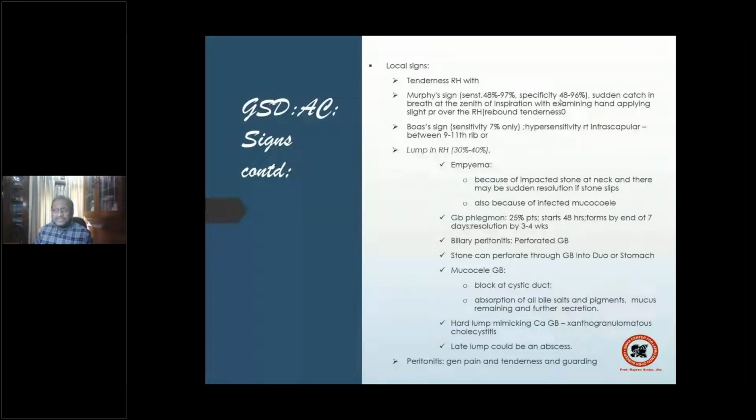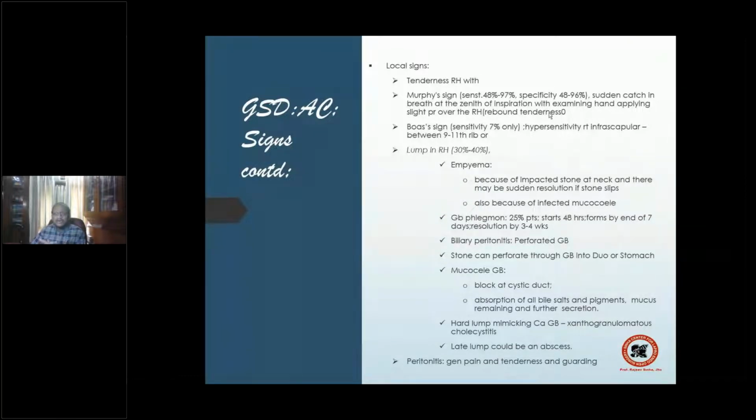But what is the Murphy sign? A sudden catch in the breath at the zenith of inspiration, with the examining hand applying slight pressure over the right hypochondrium, which is also used for eliciting rebound tenderness. Now, the Murphy sign can also be elicited with an ultrasound, and that's known as the ultrasonic Murphy sign.